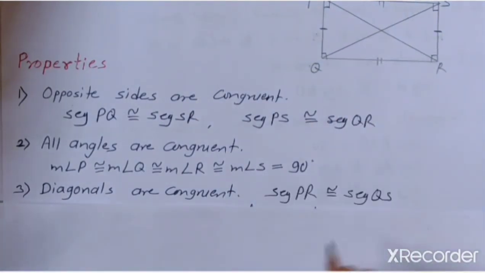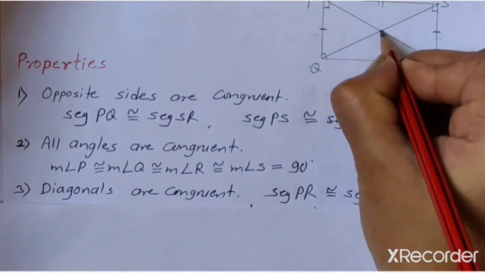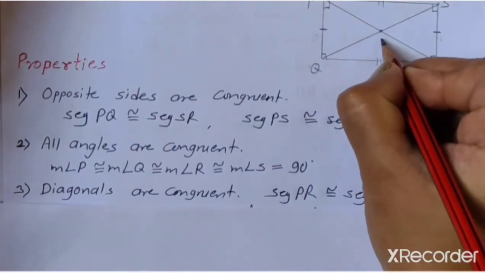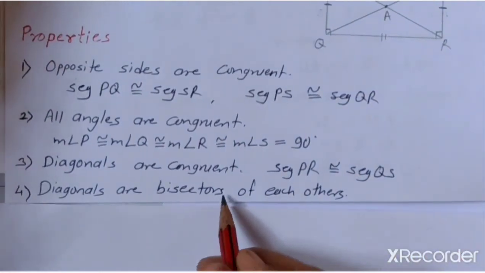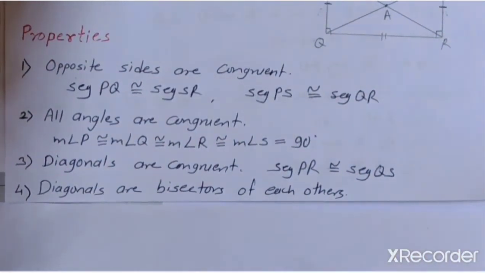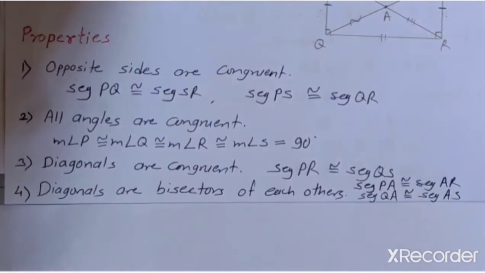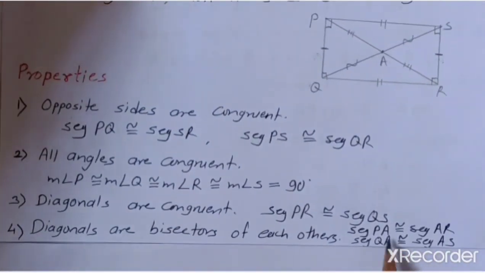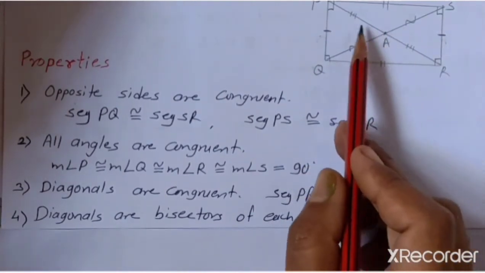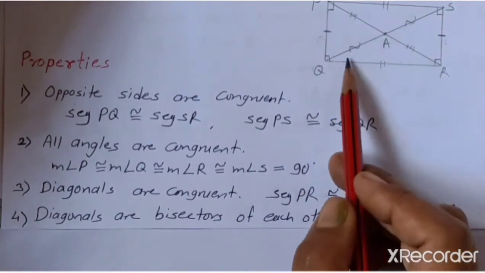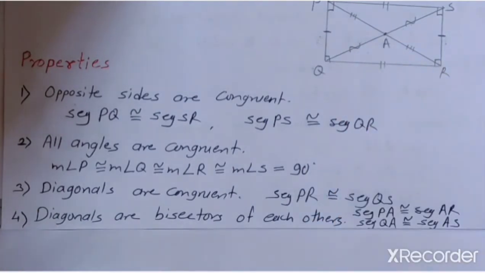Suppose in this figure these two diagonals intersect at point A. Then the next property is diagonals bisect each other. Only bisectors of each other. So from this figure these are the two congruent parts of these diagonals. These two diagonals are only bisectors, not perpendicular bisectors.